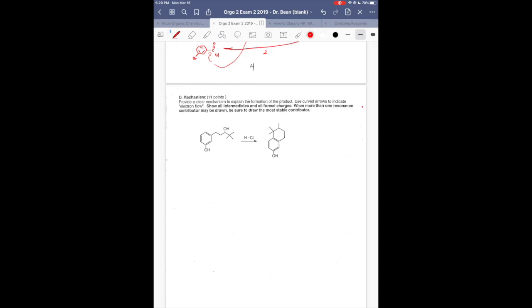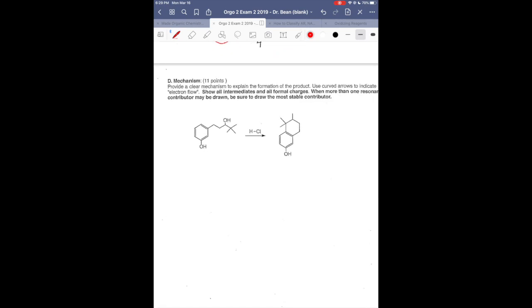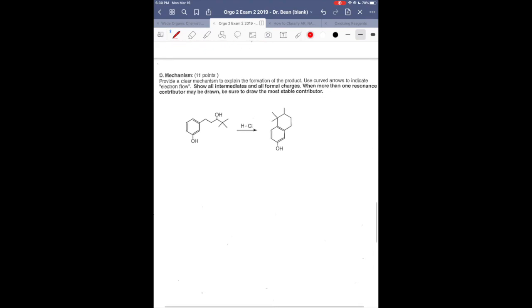Okay, so I want to do the mechanism now. I really hope that this is going to be in the correct orientation for you guys. So mechanism: provide a clear mechanism to explain the formation of the product and use curved arrows to indicate electron flow. Show all intermediates and all formal charges. When more than one resonance contributor may be drawn, be sure to show the most stable contributor.